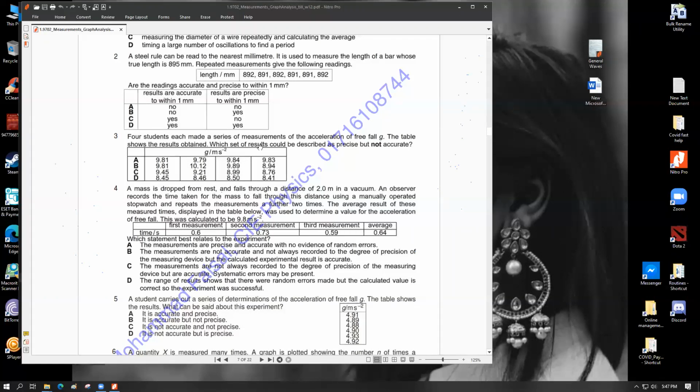So you have about 0.14 seconds worth of difference between maximum and minimum. So we wouldn't say that this data set is precise, but somehow this data set is accurate because it gives us the exact value of g, 9.8 meters per second squared.